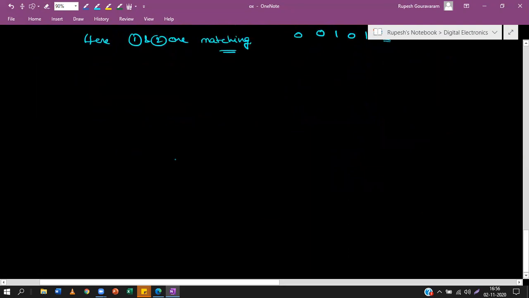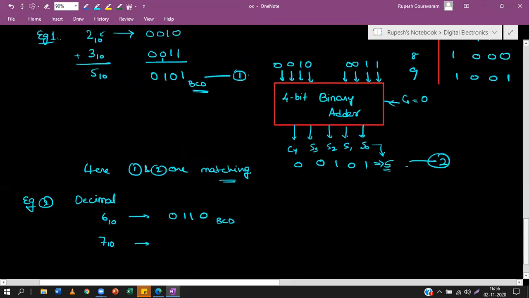Okay. Now let us take example number 2. Here we add in decimal, we take the decimal numbers 6 to the base 10 and 7 to the base 10. 6 is represented in binary as 0110 in BCD. First we will do binary coded decimal addition. Let us see again.